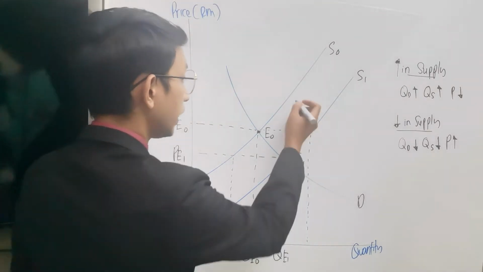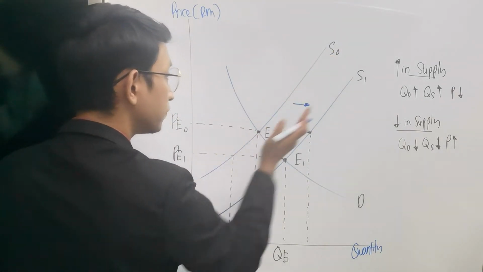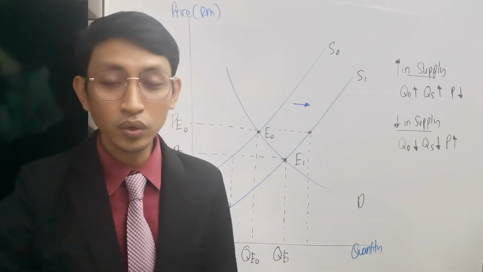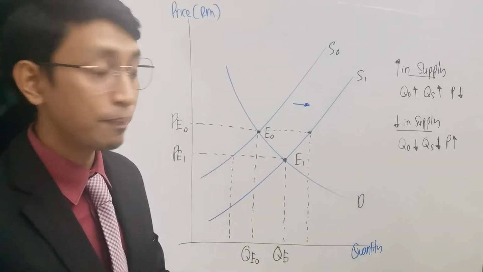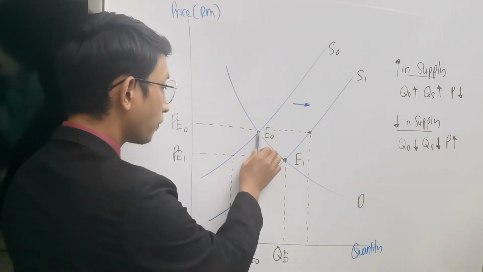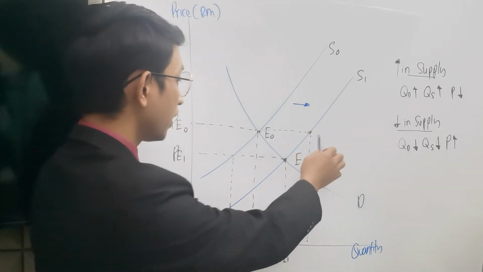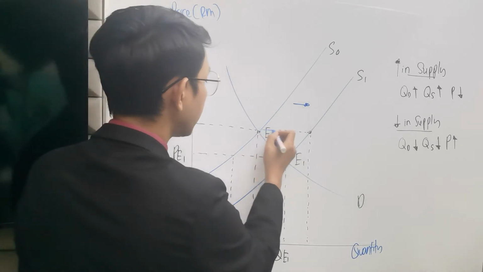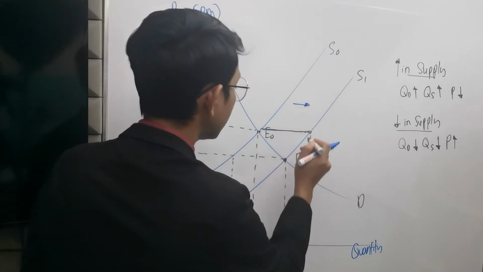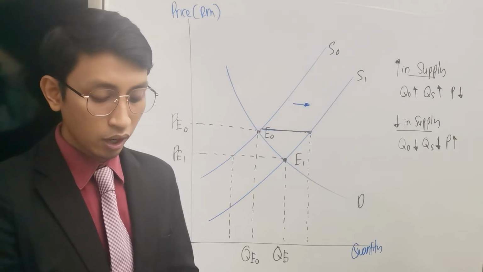So the result is the supply curve will shift to the right, from this curve to this curve. We have S0, the original one, and S1, the new supply curve. Alright, what happened here? Quantity supply increases from this point to this point, because we have the new supply curve now. Then what happened to the market? The horizontal distance from this point to this point is what we call surplus.